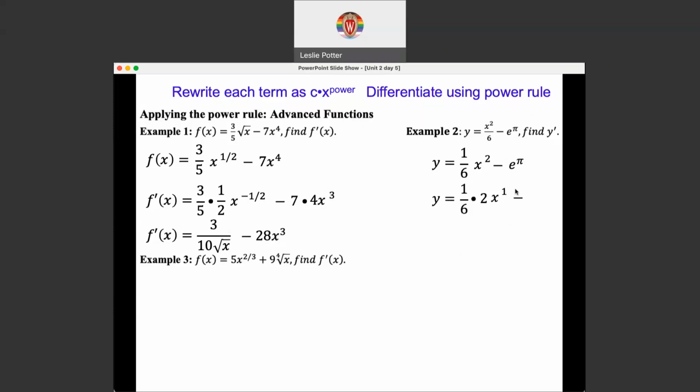E to the pi. There's no x here, right? It's not e to the x, it's e to the pi. It's not x to the pi, it's e to the pi. E to the pi means, what is e? Remember, e is a number, about 2.7. Pi is a number. So this is 2.7 to the 3.14. This is a constant. We can calculate that on our calculator. What's the derivative of a constant? Derivative of a constant is 0.